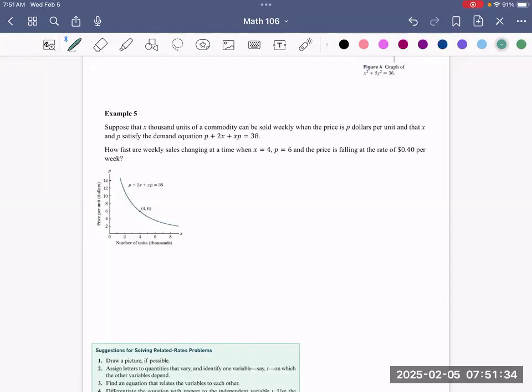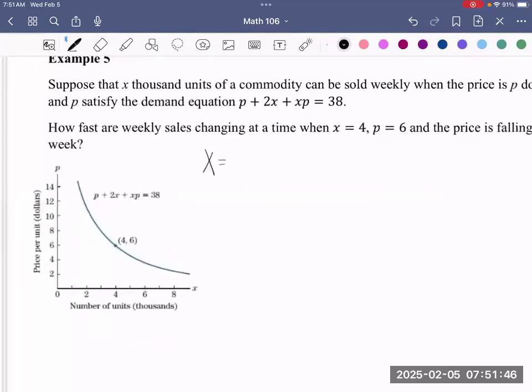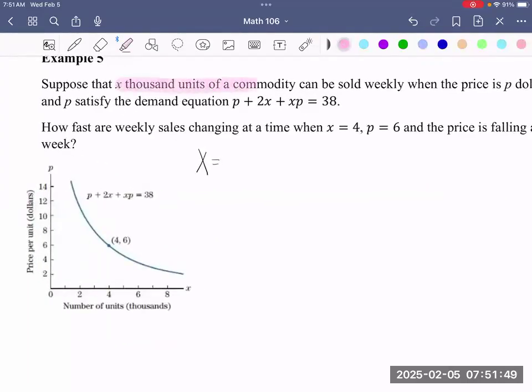So what is given, right? Can we pick out what we now know? Well, what is x? Let's start with there. Not x as in, okay, I know it's 4. I want to know the context of x. Well, it says x is thousands of units of a commodity. So this is units sold weekly, and it's in thousands. So it's not just, oh, it's 4, right? This is actually 4 thousand, and it can be weekly sold.